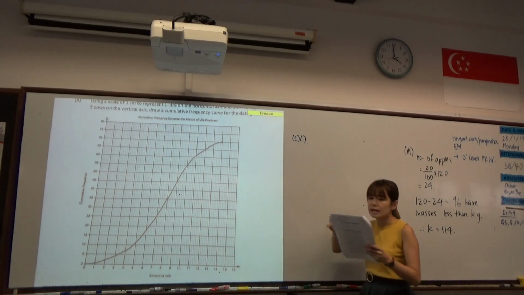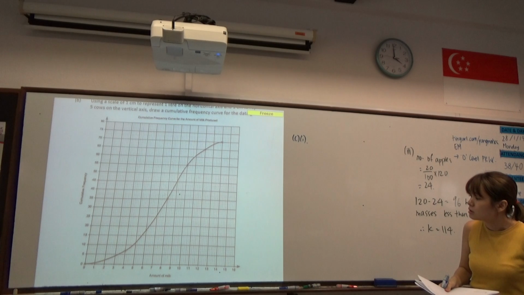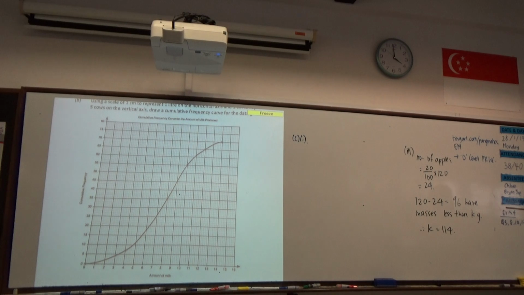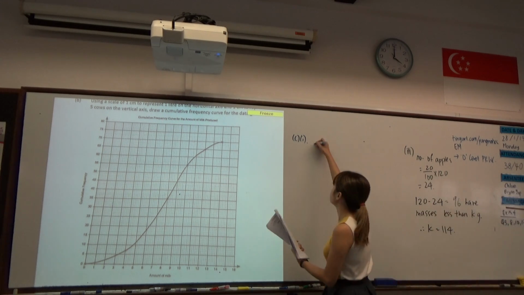How many cows produce less than or equals to 9.4 liters of milk? How many cows would that be? Shaolun, how many cows produce less than or equals to 9.4 liters of milk? 50. Any other alternative answers from the rest? 49. Okay, so 49 or 50 would be acceptable answers.